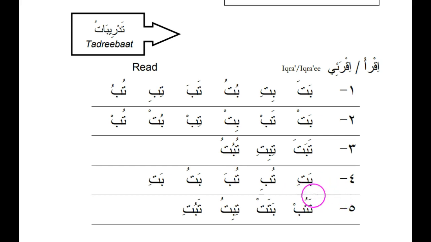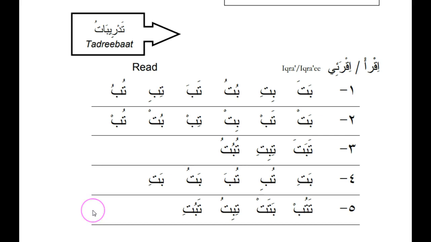Arba. Ba with fatha, ba. Ta with kasra, ti. Bati. Ta with dhamma, tu. Ba with kasra, bi. Tubi. Ta with dhamma, tu. Ba with fatha, ba. Tuba. Ba with fatha, ba. Ta with dhamma, tu. Batu. Ba with fatha, ba. Ta with kasra, ti. Bati.